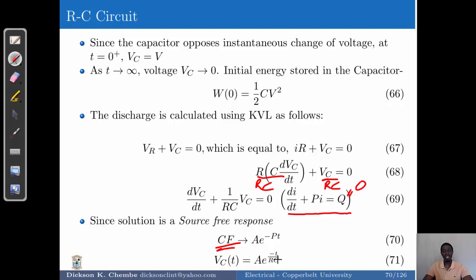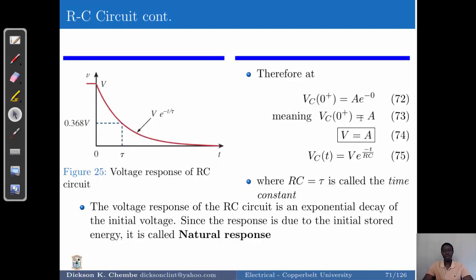But this has to be found out. What is A? To find A, we use the initial conditions that we know. So in this case, if we know the value of the capacitor voltage V at 0 plus, then we can find A.